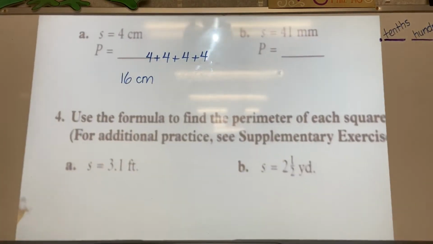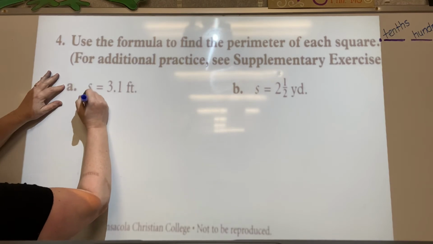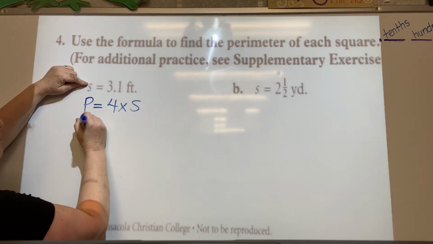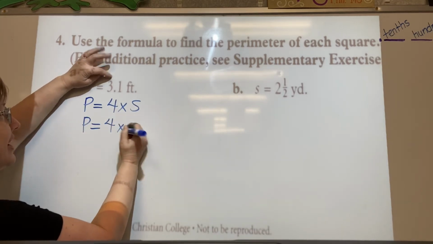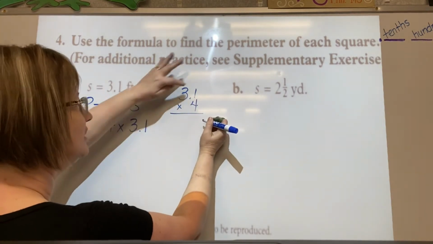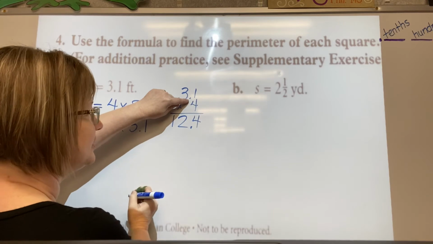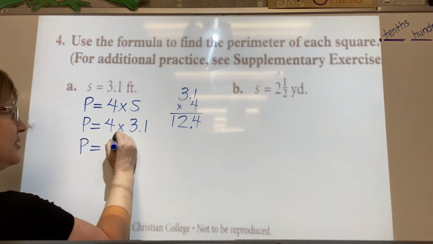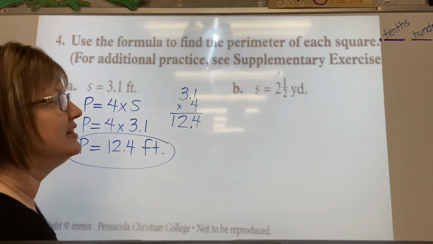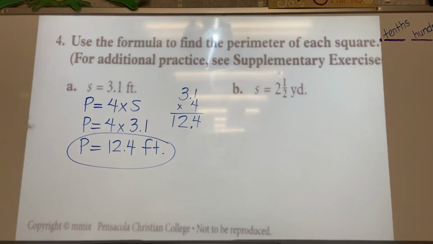And then down here on section 4, we're supposed to use the easier way, the perimeter formula, which equals P for perimeter equals 4 times a side, right? So perimeter equals 4 times this right here, 3.1. Let's do that figuring right here. 1 times 4 is 4, 3 times 4 is 12. There's one decimal place, so this answer has to have one decimal place. And our answer is 12.4 what? Feet. Okay, so you do this one the exact same way that we did this. Very, very simple formula. Very, very simple answers.